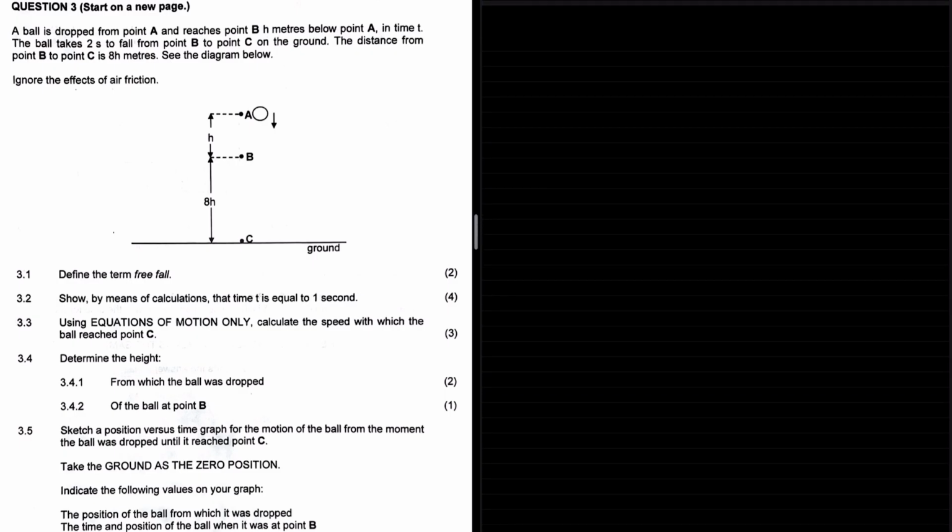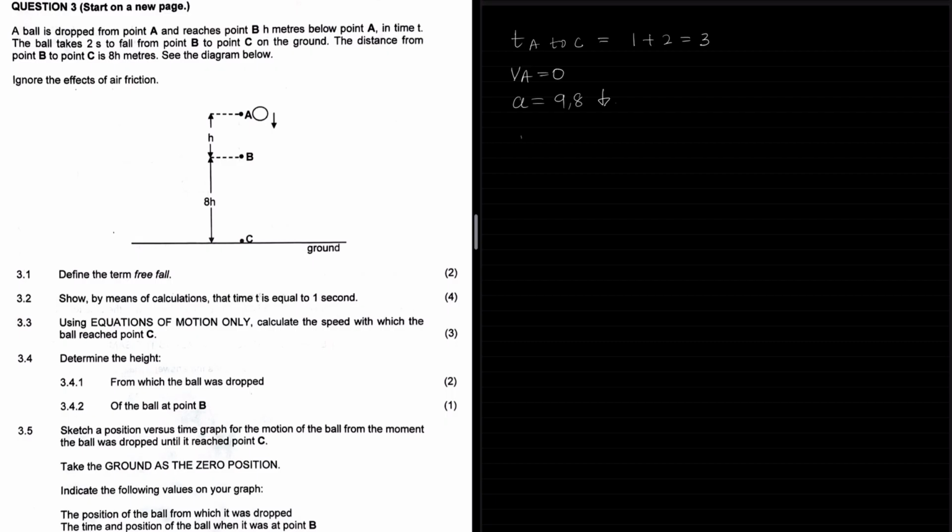Question 3.3. Using equations of motion only, calculate the speed with which the ball reached point C. So again, I want to write out the quantities that I know. I know that the time from A to C is going to be 1 plus 2, which is 3 seconds. I know the velocity at A is 0, and I know that the acceleration is 9.8 down. And so if I know 3 things, I can solve anything.